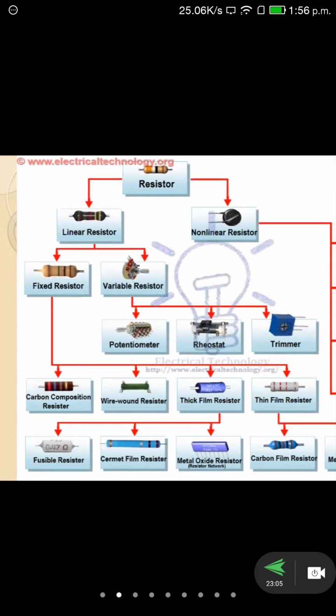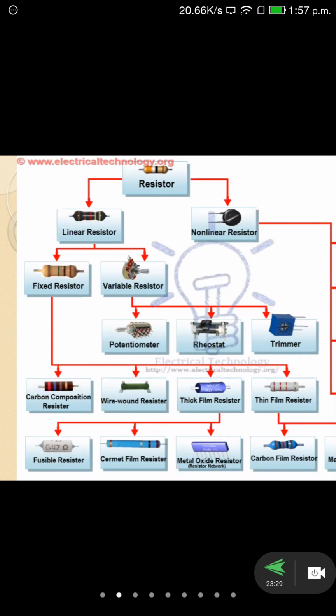Fixed resistors include carbon composition type and wire wound resistors. Next, film resistors, which include metal oxide. Next, cement film resistor, fusible resistor. So they are subdivided. It is not important, but we should know the basic things: fixed resistors and variable resistors.